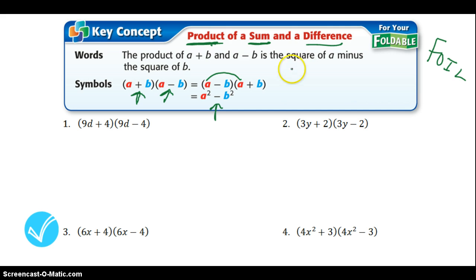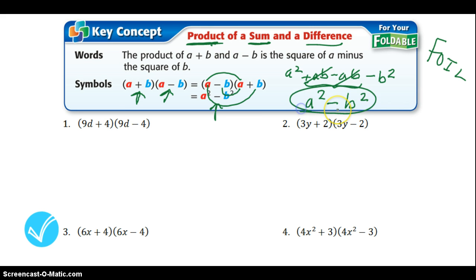So a times a is a squared. A times b is positive ab. Negative b times a makes negative ab. Aha. And then negative b times positive b makes negative b squared. So right there, you have a positive ab and a negative ab. They are going to cancel each other out, so we are left with a squared minus b squared. And that's going to be the result every single time.